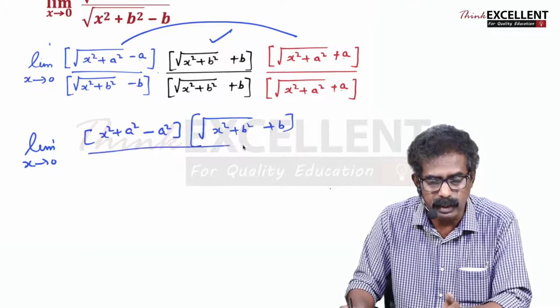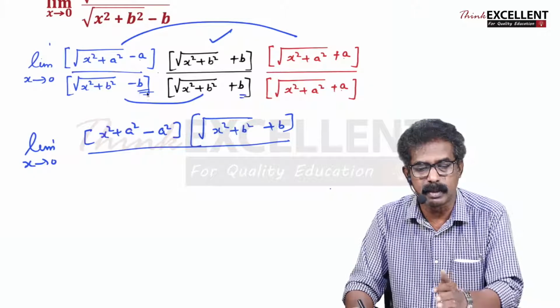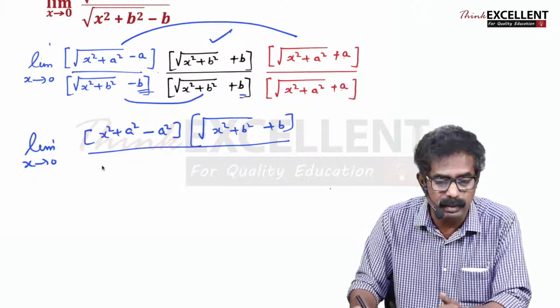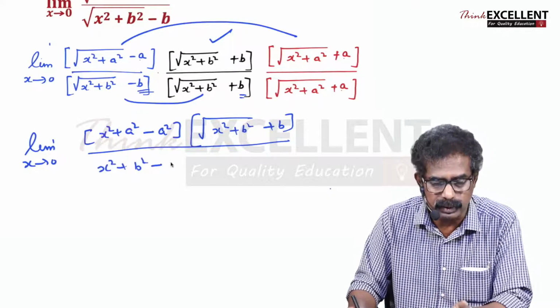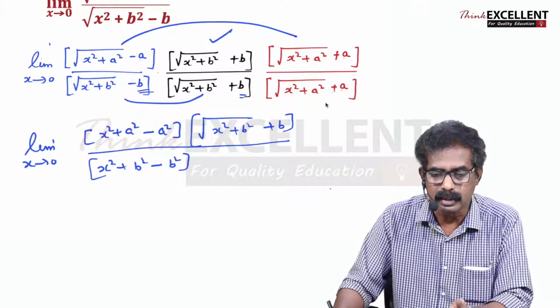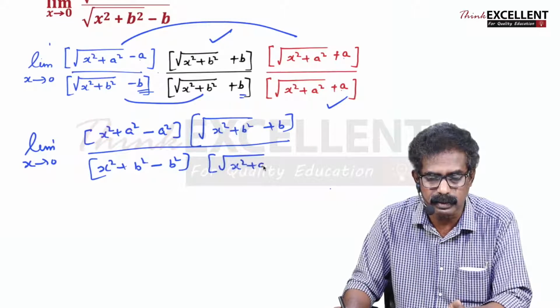The denominator, you combine these two because here only the same value, right? A plus a minus b into a plus b. A square, root cancel, x square plus b square minus b square. It is b square only. And this last one you write as it is. Root of x square plus a square plus a.